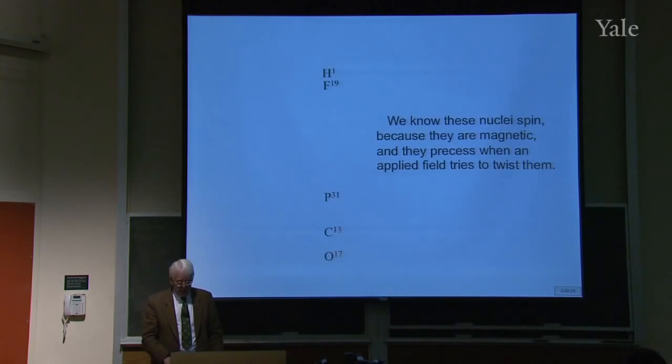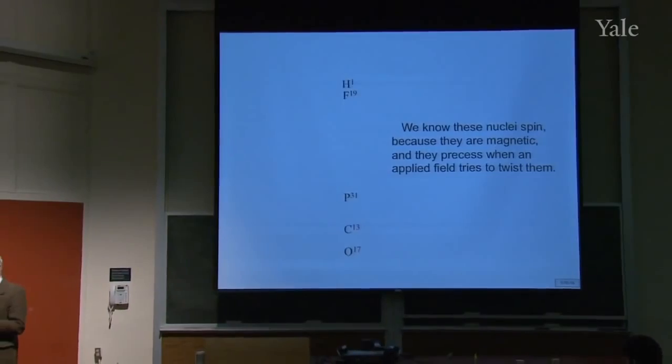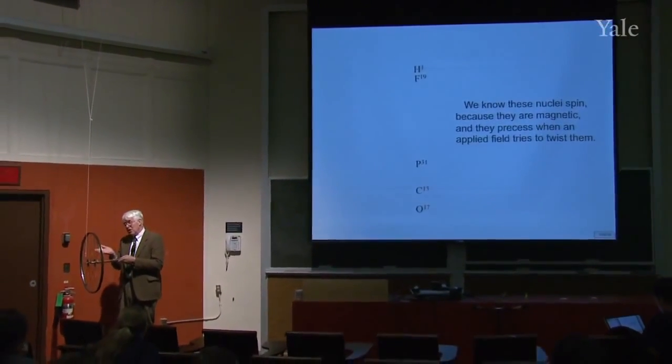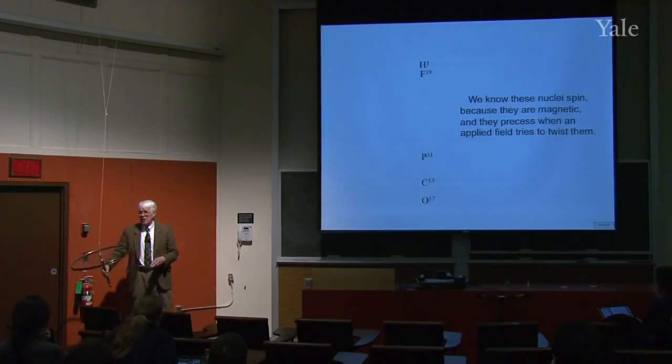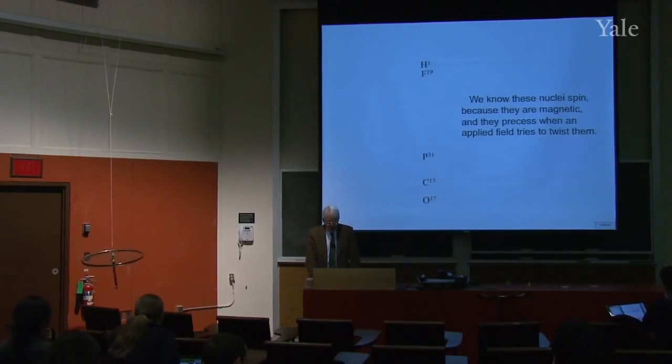And how do we know that, when you put the force on them? Obviously, if there's no force, this doesn't precess. It's when you try to twist it. So if this is a magnet that's spinning, and you put it in a magnetic field that tries to twist it, then it goes around and precesses. So that's how you know that these nuclei are magnetic.